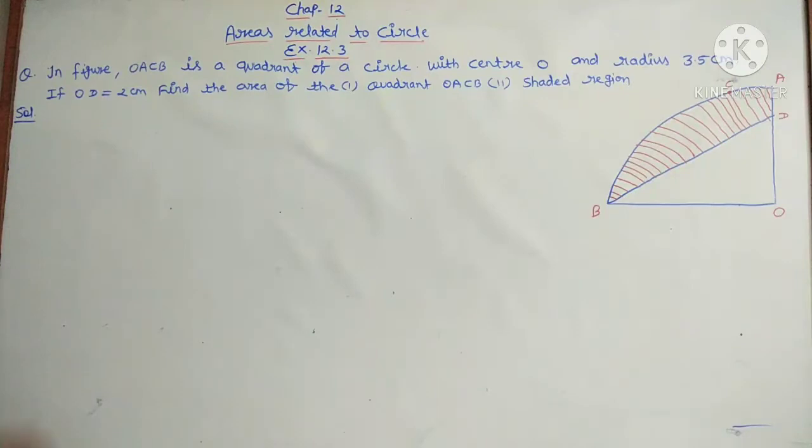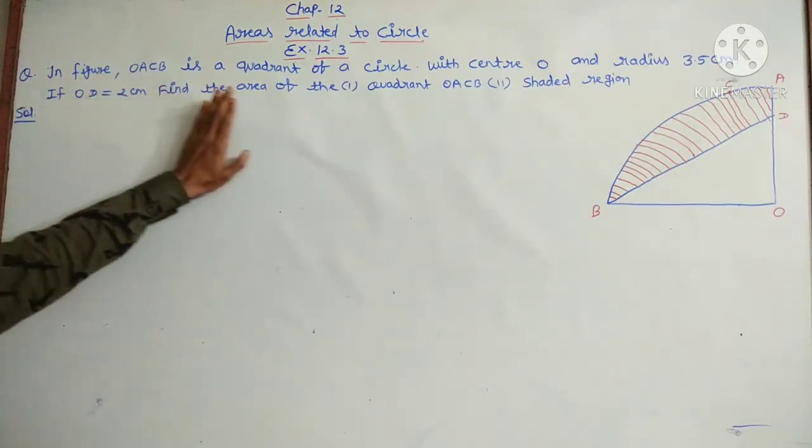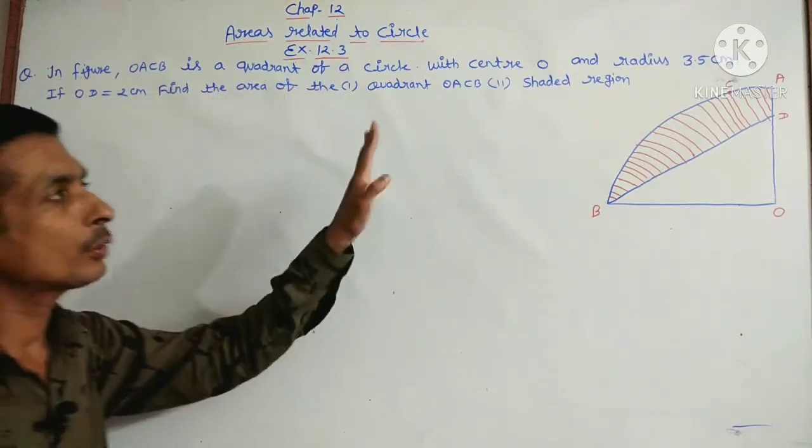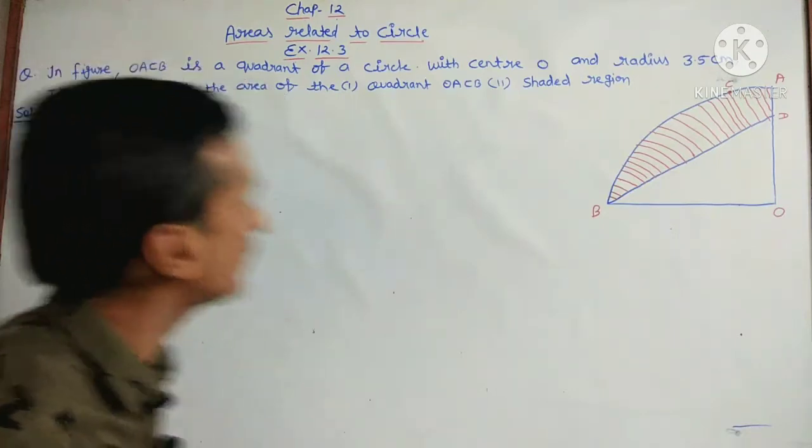Next question here. In the figure, OACB is a quadrant of a circle with center O and radius 3.5 centimeters.